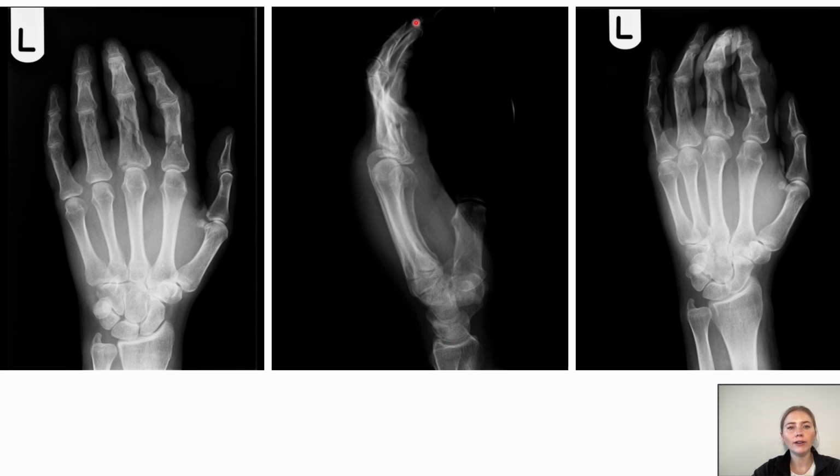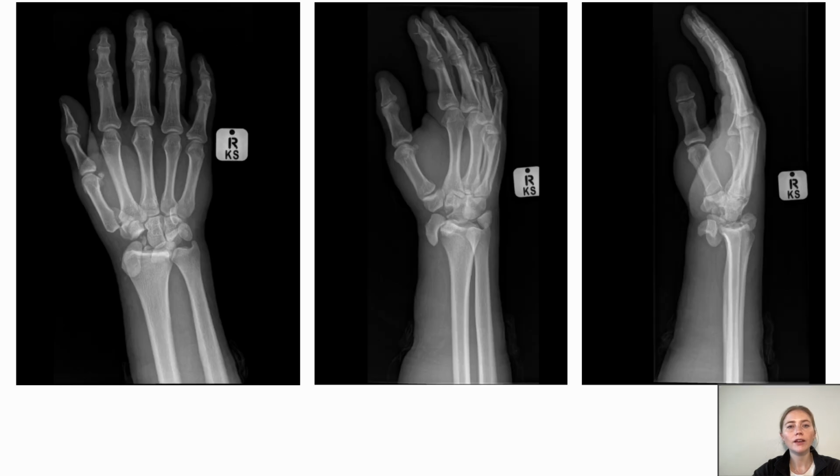Thus, our final diagnosis is comminuted fractures of the proximal phalanges of D2, 3, and 4 with significant volar angulation of D2. There is also a longitudinal non-displaced fracture of the D3 middle phalanx. Finally, we will move on to case number 3. So please pause now and write down your injuries.